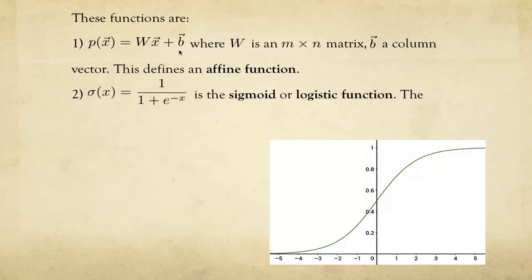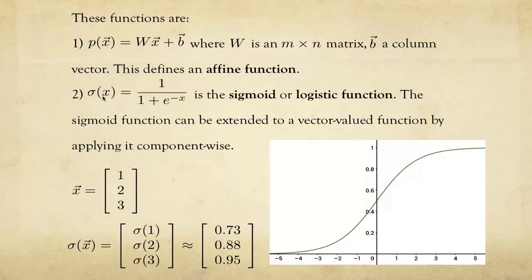The second function is called the sigmoid, or the logistic function. It's 1 over 1 plus e to the negative x. And this function you might have seen when you did logistic regression in precalculus. The domain is the set of all real numbers, and the range is from 0 to 1. And so typically we deal with vectors, but this function only takes a real number input. So we need to extend this to vectors.